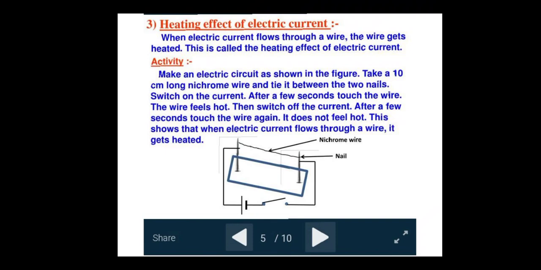Then switch off the current. After a few seconds, touch the wire again. It does not feel hot. This shows that when an electric current flows through a wire, it gets heated.